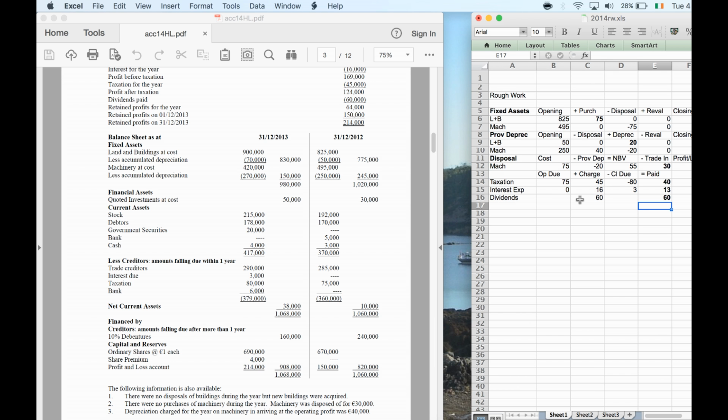So that's the rough work. That's how you do the rough work. So you get the numbers then, these numbers highlighted in black, which are the numbers that will go into the different sections of our cash flow statement.